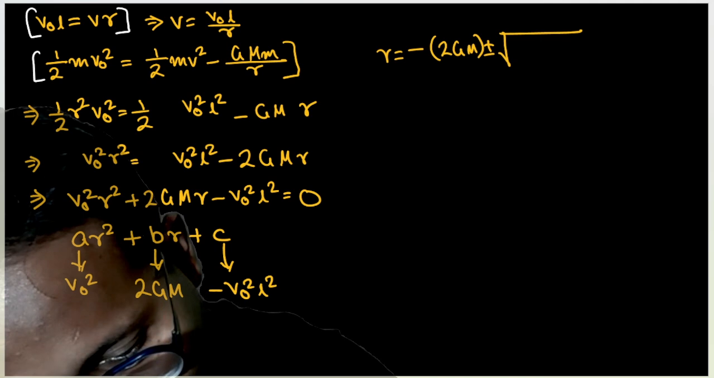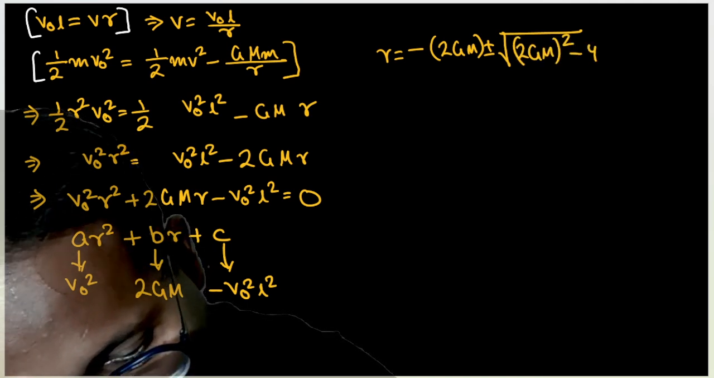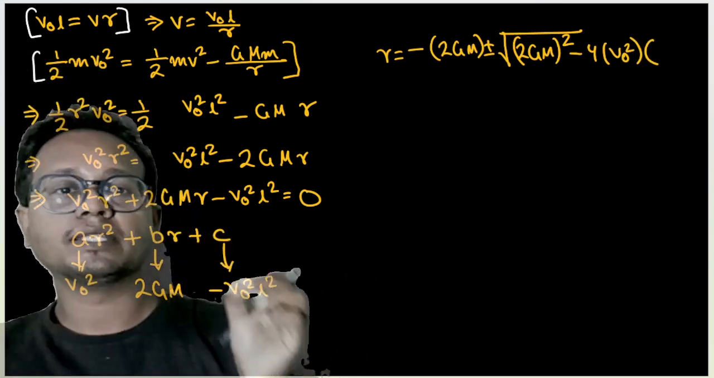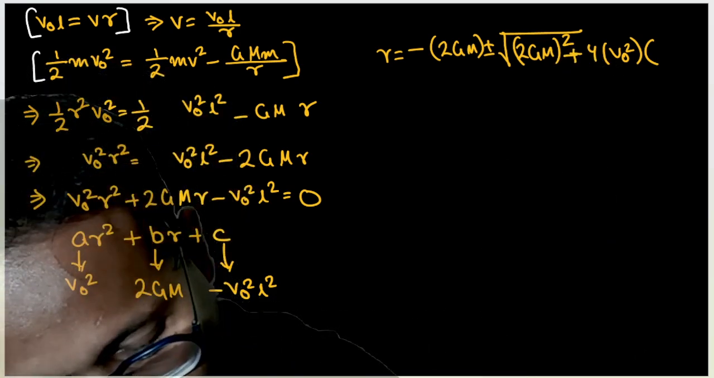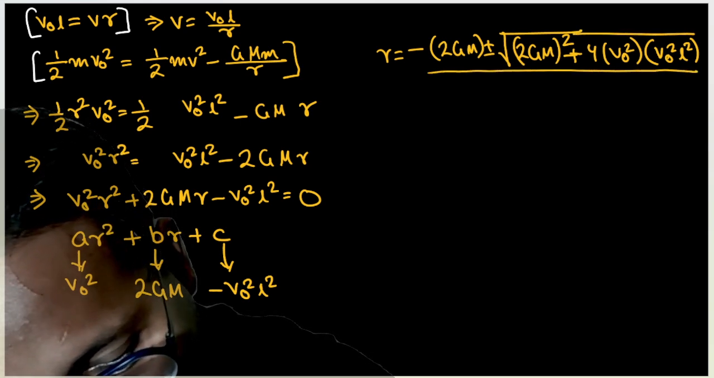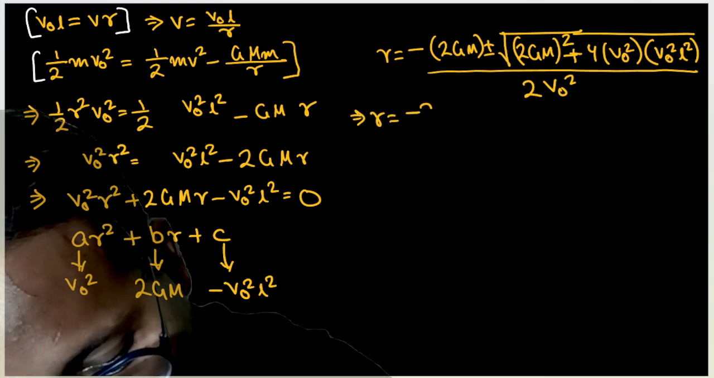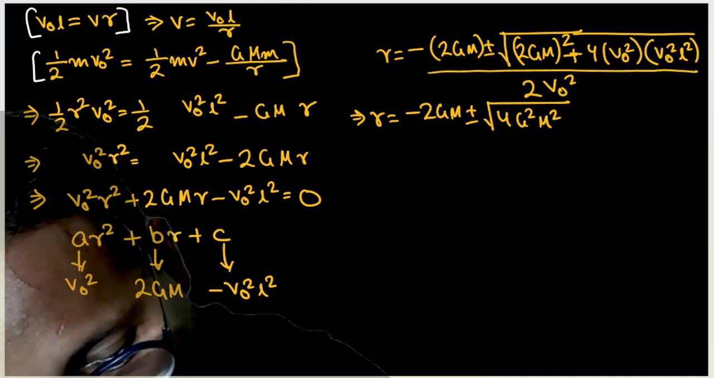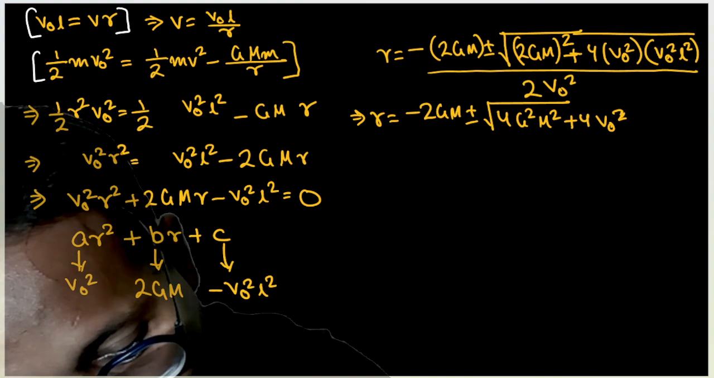So r is equal to minus b, minus 2GM, plus minus square root of 2GM whole square minus 4ac, minus 4 into the value of a, which is v naught square, and the value of c, which is minus v naught square L square. This minus will get multiplied by this minus and become plus, so plus v naught square L square, divided by 2a, that is 2 into v naught square. So the value of r is minus 2GM plus minus square root of 4 G square M square plus 4 v naught to the power 4 L square, over 2 v naught square.